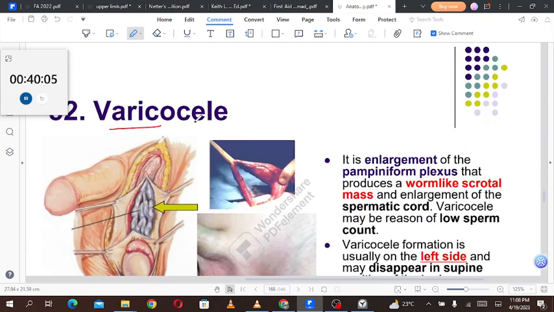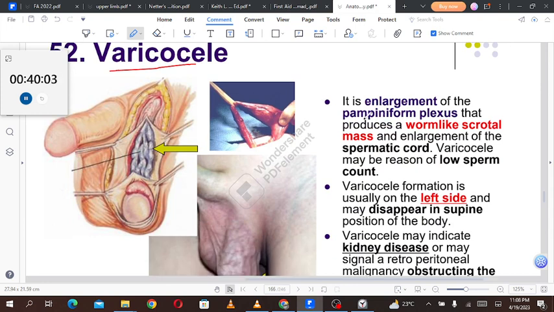Then what is varicocele? Varicocele is the enlargement of the pampiniform plexus that produces a worm-like scrotal mass and enlargement of the spermatic cord. Varicocele may be the reason for a low sperm count. You must remember the worm-like appearance; in questions they sometimes write bag of worms, or on palpation we can find a bag of worms in the scrotum. That bag of worms is basically the dilated pampiniform plexus.